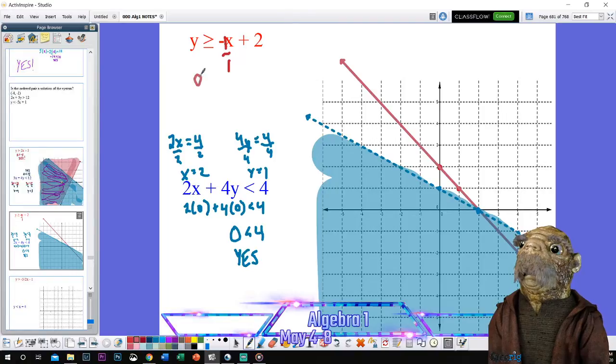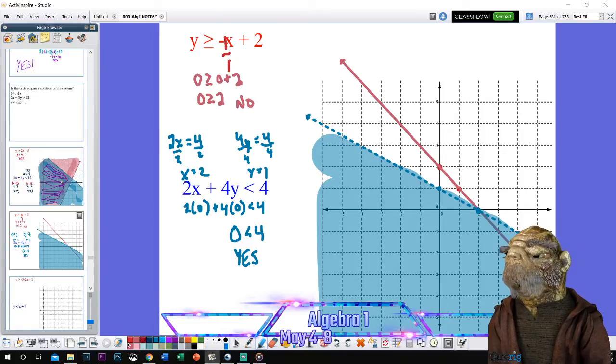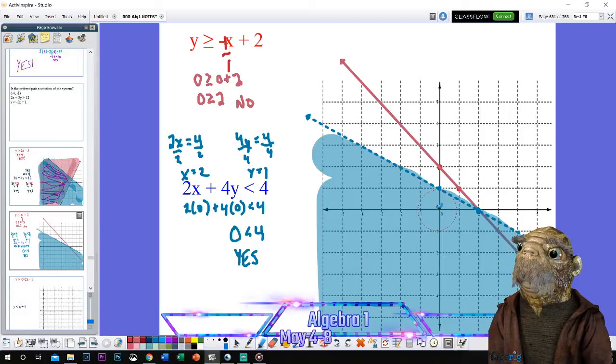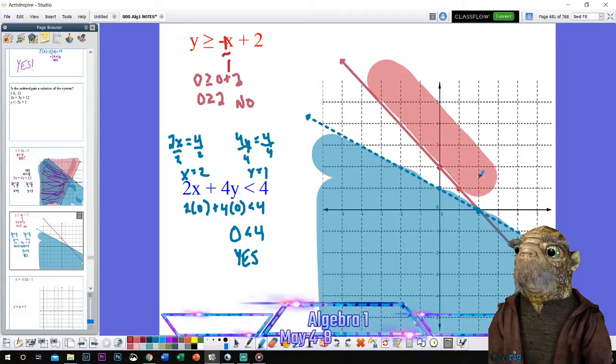Now I'm going to put in a 0 for x and y. So that gives me 0 is greater than or equal to 0 plus 2. Is 0 greater than or equal to 2? I'm afraid not. No. So on my graph, do I color (0, 0)? You said no. So this part has to stay not red. So I'm going to go over here and color this section red.